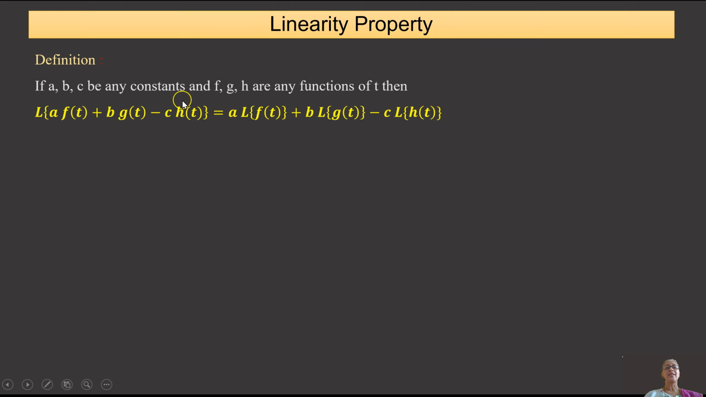That means here, in this curly bracket, if there is a combination of more than one function, then we can apply the Laplace transform on each and every function separately. Now, let us see one example. Find the Laplace transform of (sin t minus cos t) whole square.